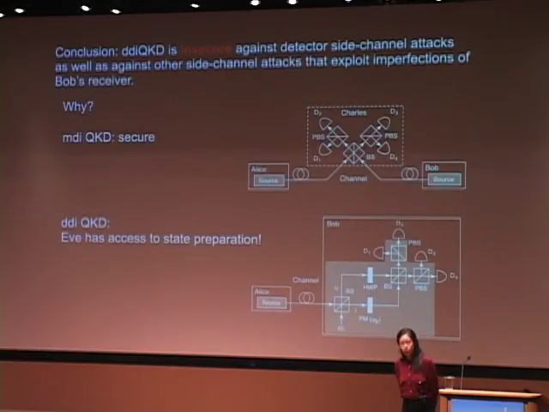From our research results, we found DDI QKD is actually insecure against detector side channel attacks, as well as against other side channel attacks that exploit imperfections of Bob's receivers. But why is MDI QKD secure, but DDI QKD is not? Because it has access to state preparation, so the assumption about a single photon cannot be guaranteed. Okay, that's the end of the story.